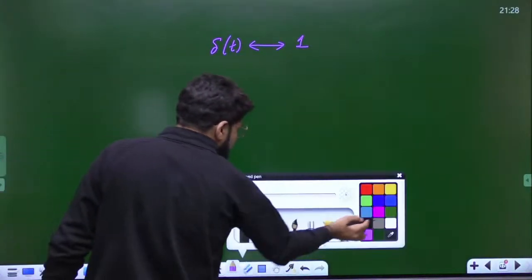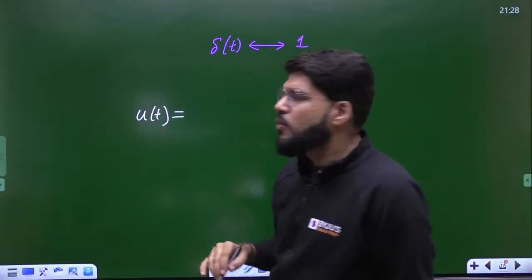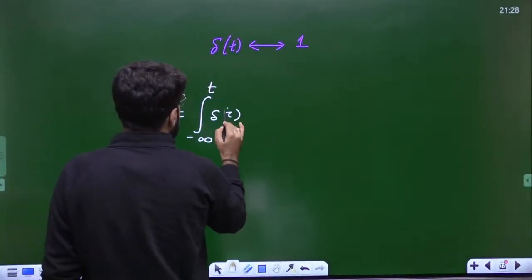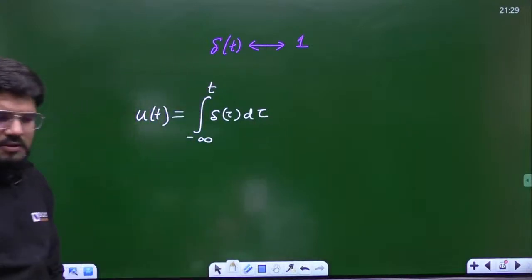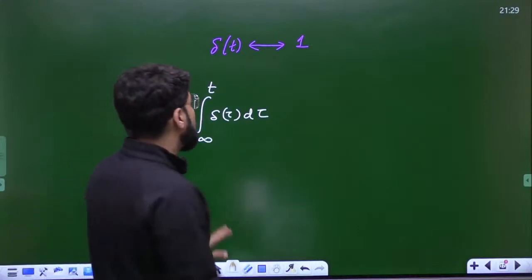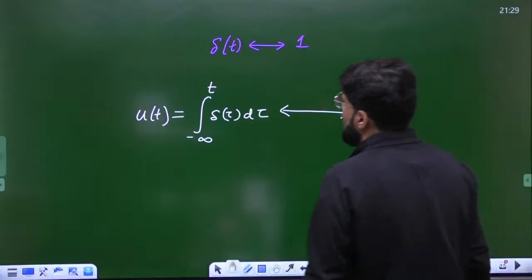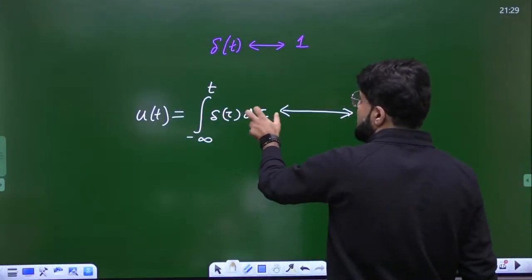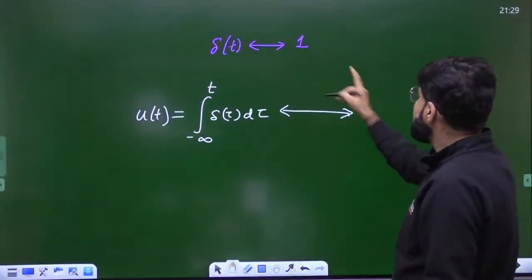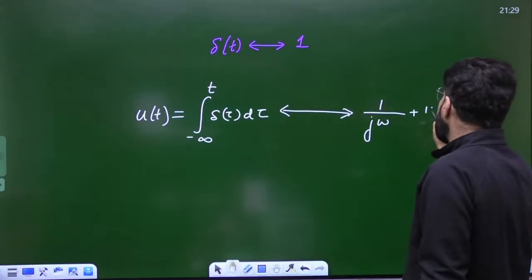Now we also know the relation between the step and the impulse signals. How can you represent the unit step? From the basics of signals, it is the integral from minus infinity to t of delta tau d tau. So what should be its Fourier transform then? Using the integration property, it is given by X(omega) by j omega plus pi X(0) delta omega. So what is X(omega)? It is constant 1.